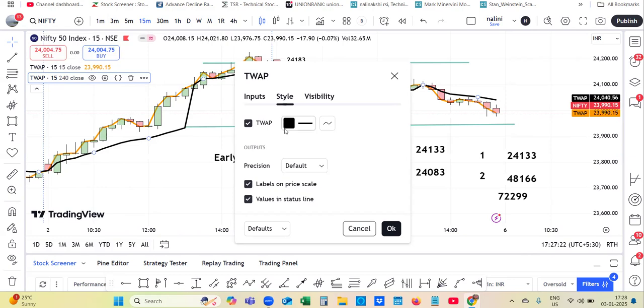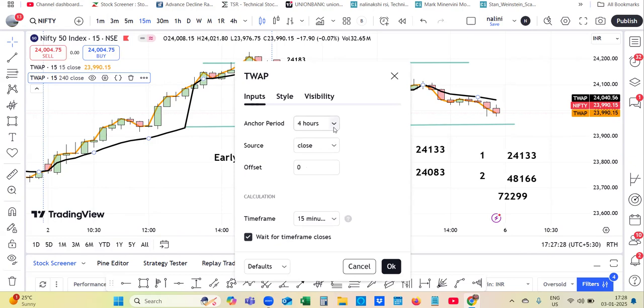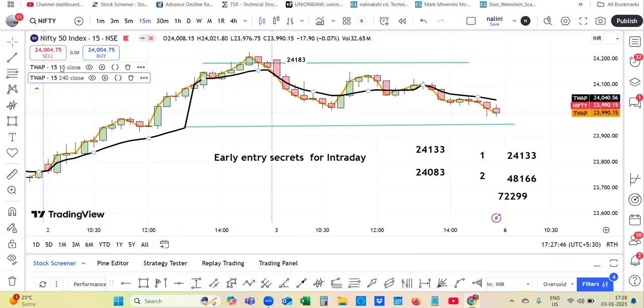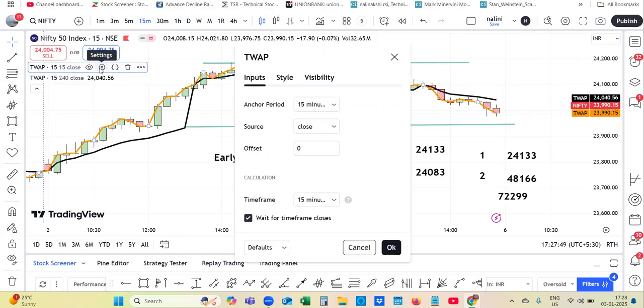In the first one, I'm changing the color to black, and in the input section I'm using 4 hours anchor period, and the time frame I'm using is, because I'm trading in the 15-minute time frame, so I'm using this time frame. Suppose if you are trading in the 5-minute time frame, you can change it to that. Okay. Next, another indicator I'm using is the same indicator with anchor period 15 minutes, as well as the time frame also 15 minutes.